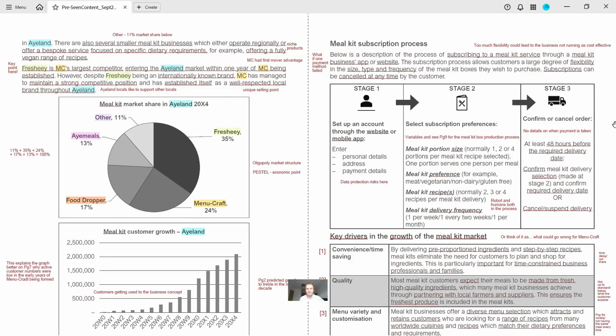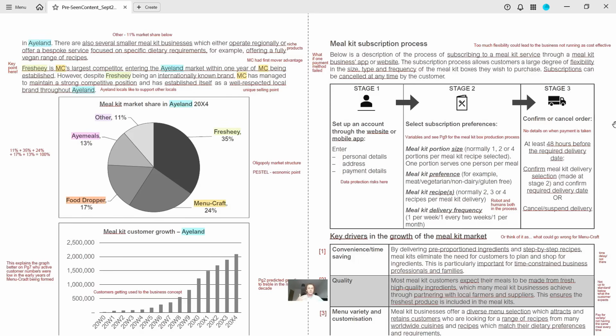And when they are ready at stage 3, they're going to either confirm the order or cancel it. And we have no details on when the actual payment is taken. So it's all well saying, yes, it goes out to the customers, but one would assume they have to pay before it's delivered. But they've got 48 hours before the required delivery date to actually confirm the selection and when it will arrive, or they can cancel and suspend the actual delivery.